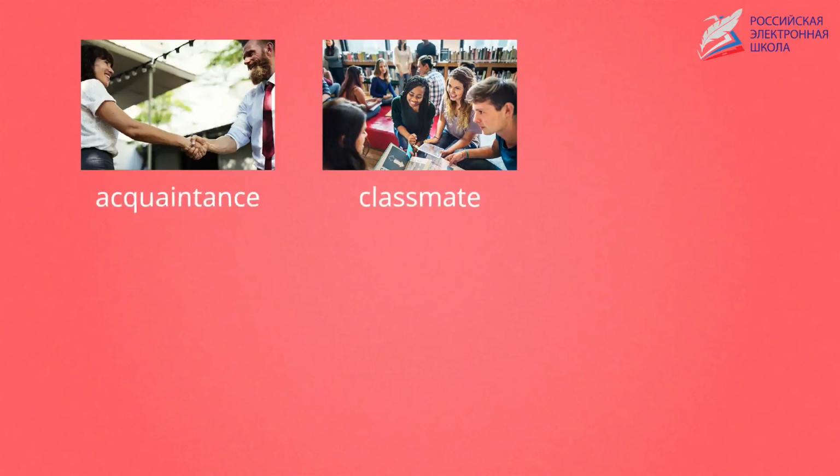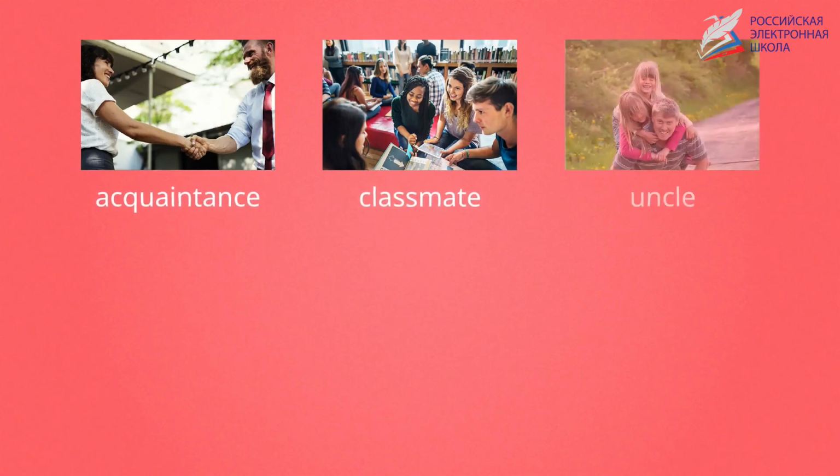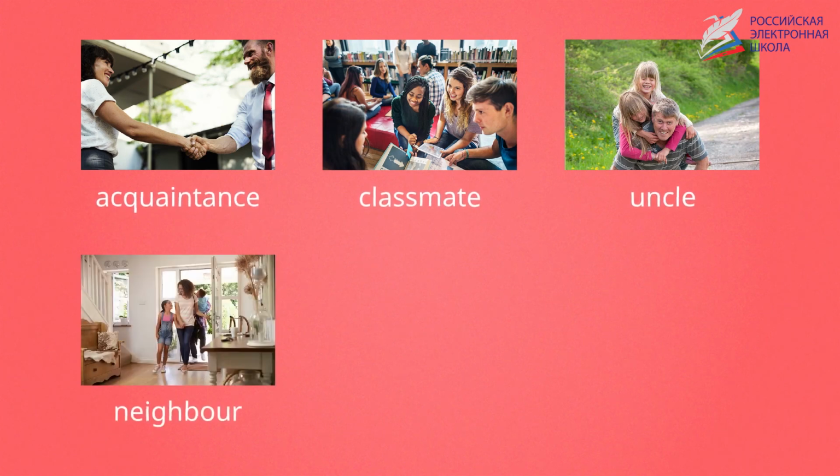There's one more way of describing people, by saying how they are related to you. 1. Acquaintance. I don't know him very well, he's just my acquaintance. 2. Classmate. We are in the same class. He's my classmate. 3. Uncle. He's my mother's brother. He's my uncle. 4. Neighbor. He lives next door.